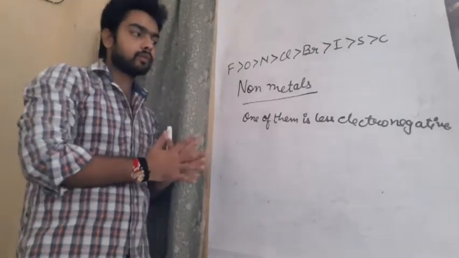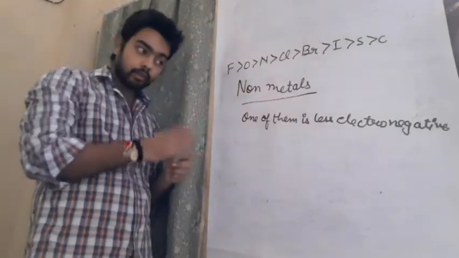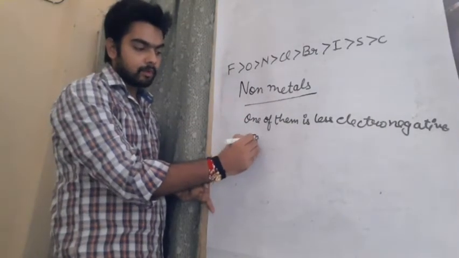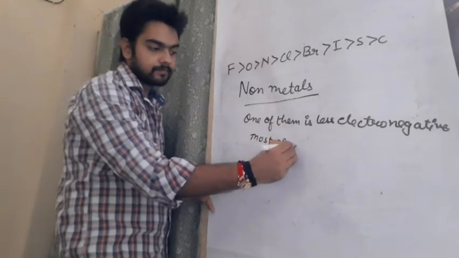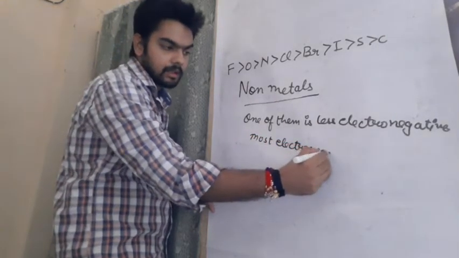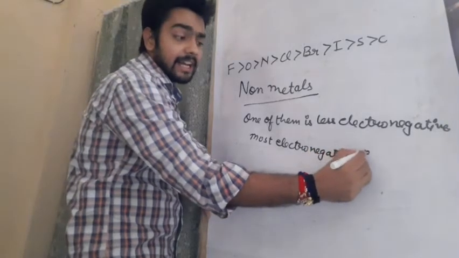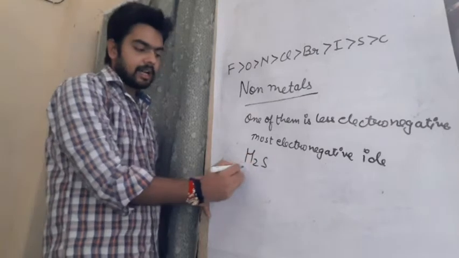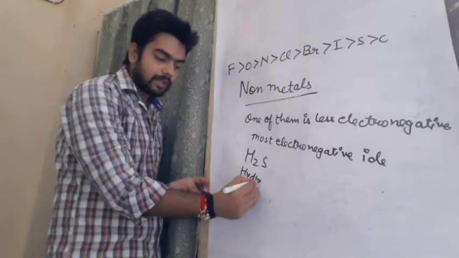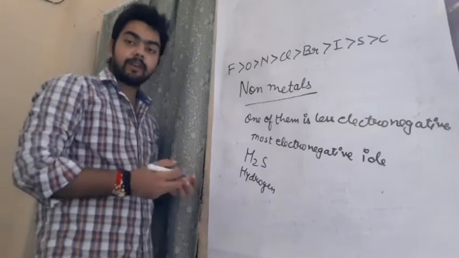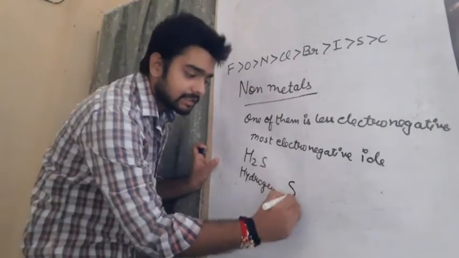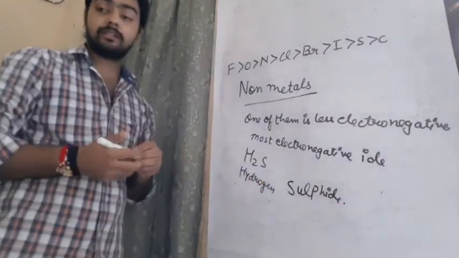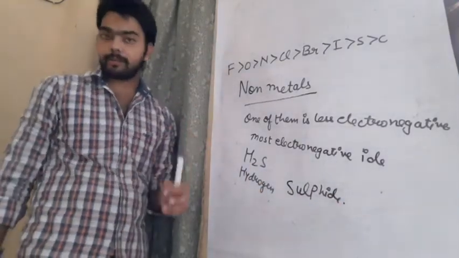So when a bond is formed between two non-metals, to the one which is most electronegative, IDE is added at its end. For example, if we have H2S, hydrogen is named as such, like the metal one, hydrogen, and in sulfur we add IDE, that is sulfide. So in this way the two non-metals are named.